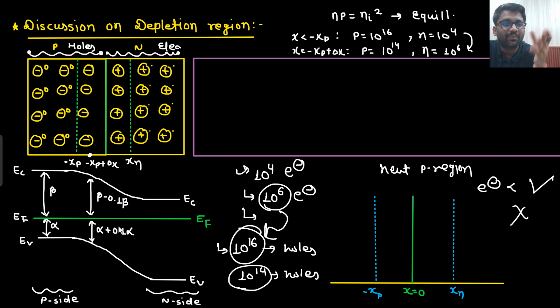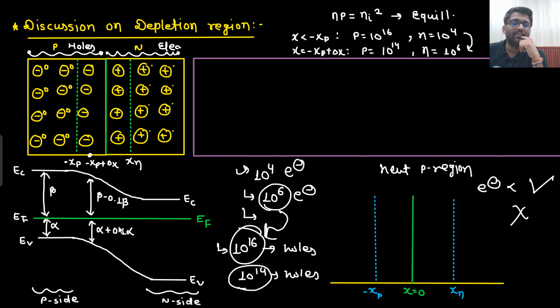Although this particular question is not important for your GATE examination, what kind of question could come in GATE, that I will frame in my test series. In our test series, you would find this: which of the following statements are true? First one, in the depletion p region, the number of electrons would be more than in the neutral p region.